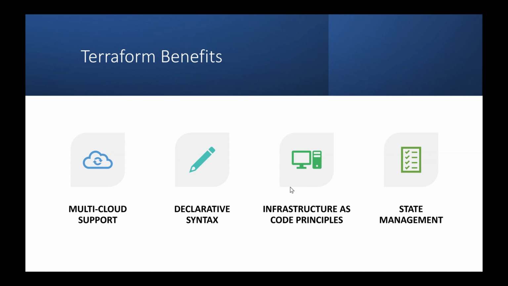Then the third advantage is infrastructure as code principles. By treating infrastructure as code, Terraform brings the benefits of version control along with it. It also brings the benefit of code reusability and collaboration to infrastructure management, making it more efficient, reliable, and scalable. And then the last one is state management. Terraform maintains a state file that keeps track of the current infrastructure state. This enables Terraform to plan and execute changes only where necessary, reducing the risk of unintended modifications and providing a clear view of the infrastructure's status.